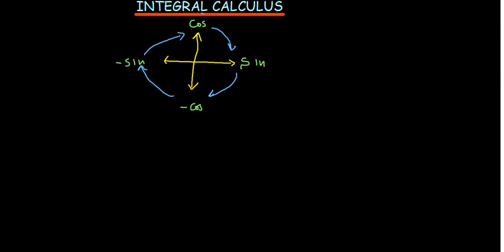So when we integrate cosine, we are going to get sine. If we integrate sine, we get negative cosine, just like that. So this is what we use, and that is what we are going to follow.